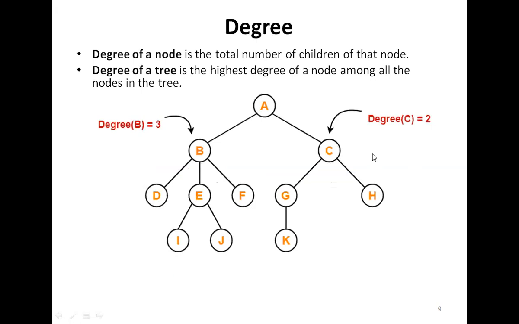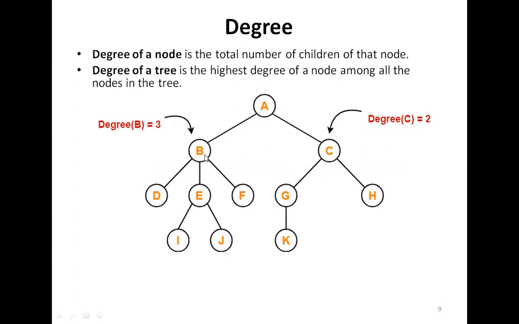The next is degree. So the degree of a node is the total number of children of that node. For example, you see this node C. How many children are there for this node C? Two. So its degree is 2. So the degree of C is 2.